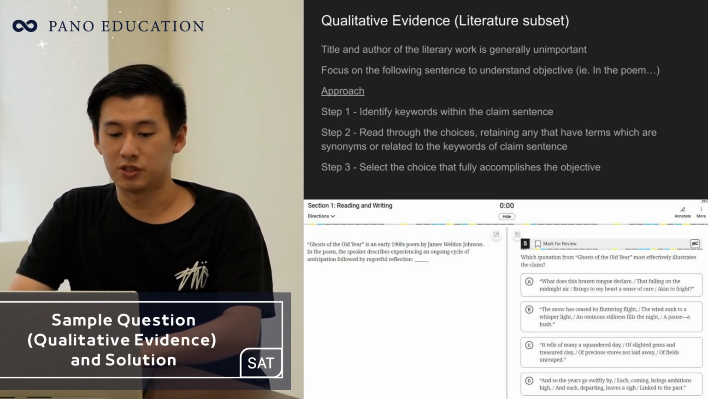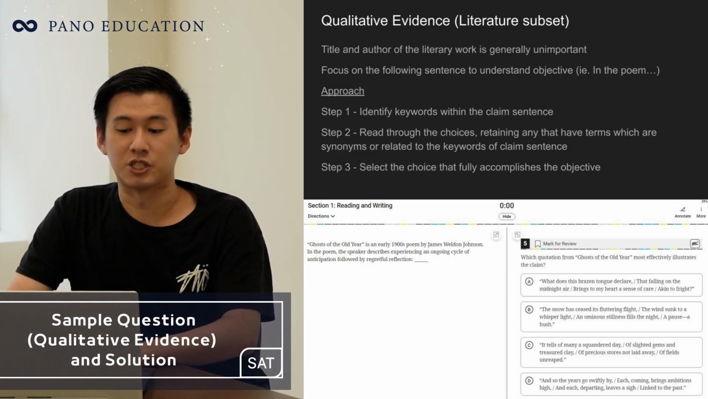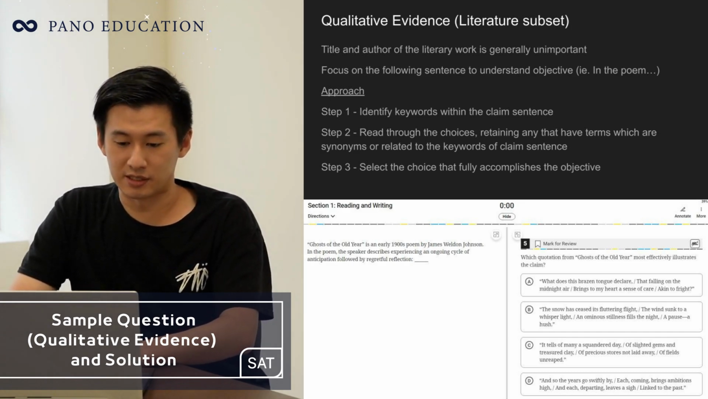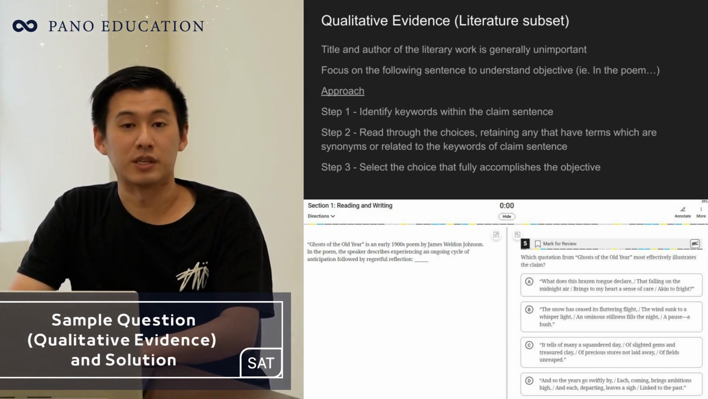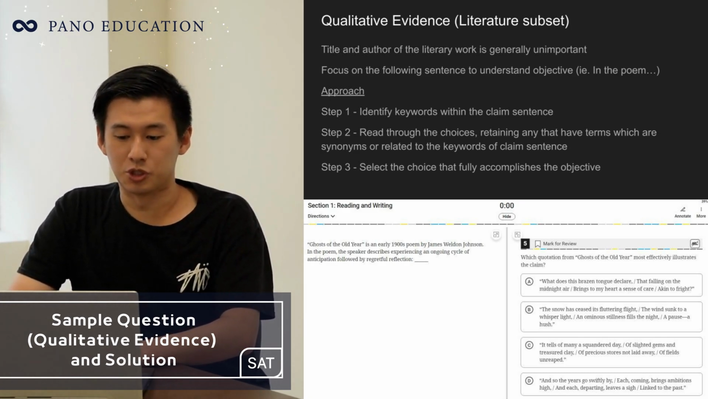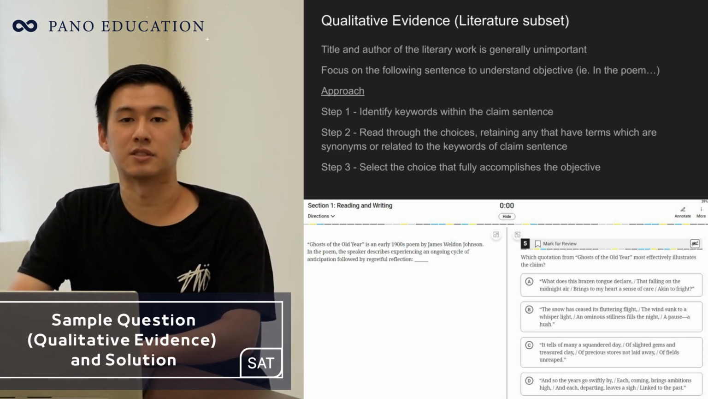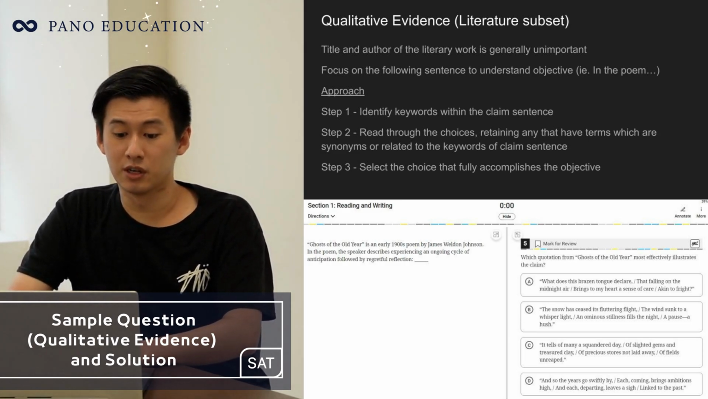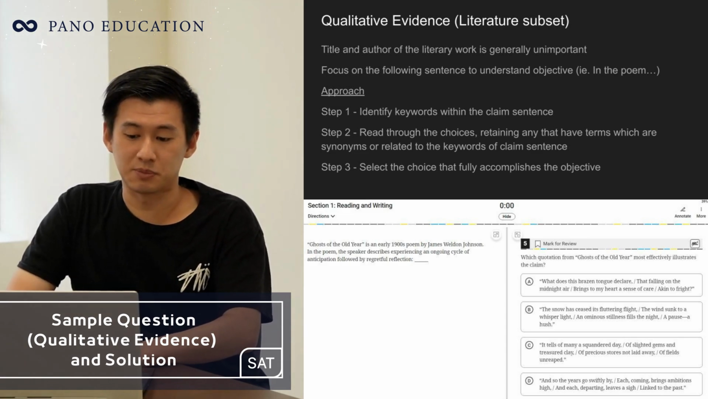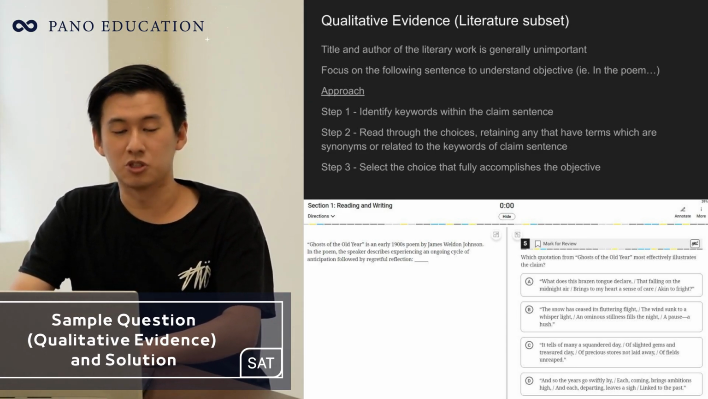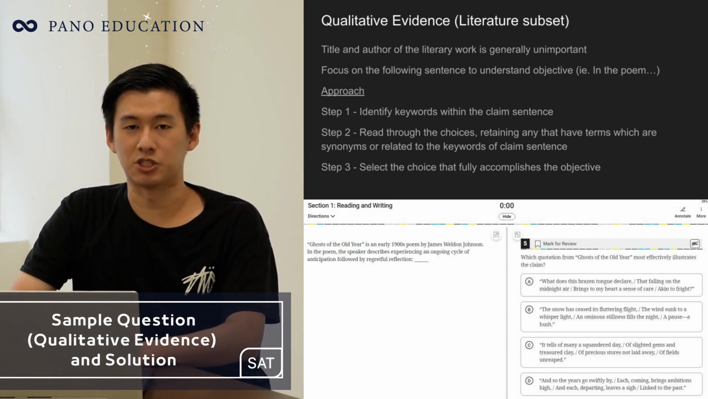For these types of questions, the title and author of the literary work is generally unimportant. However, the second sentence, the one beginning with "in the poem," is very crucial because we need to analyze this sentence to understand the objective. For step 1, let's identify some keywords within this claim sentence. So we see the ongoing cycle of anticipation.